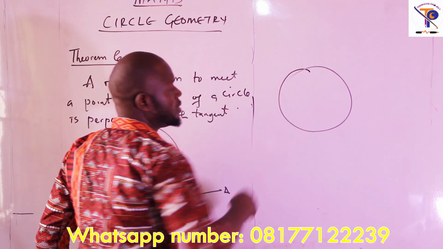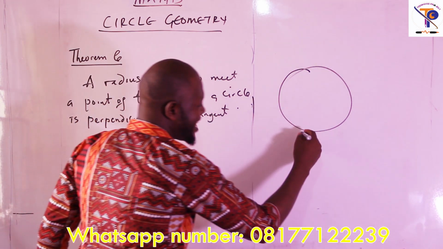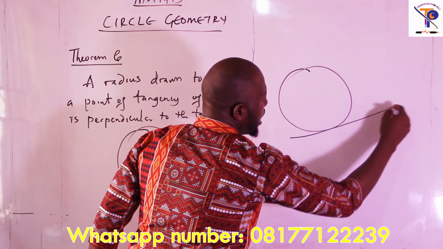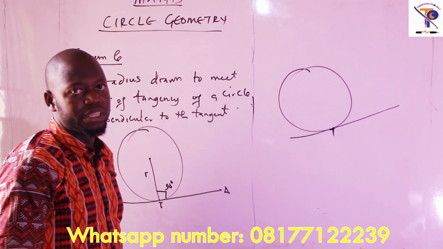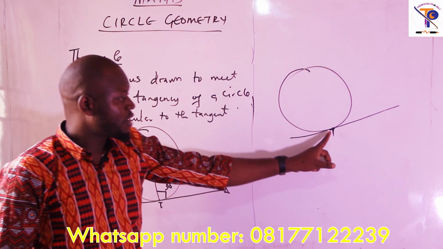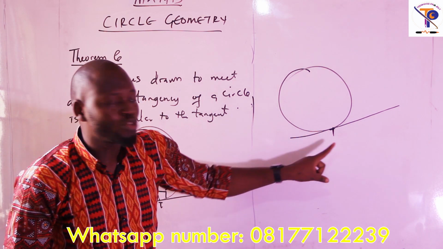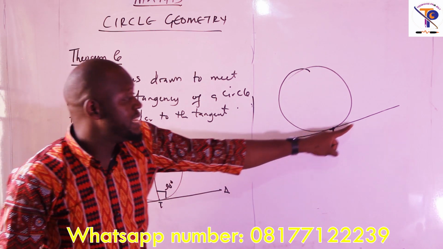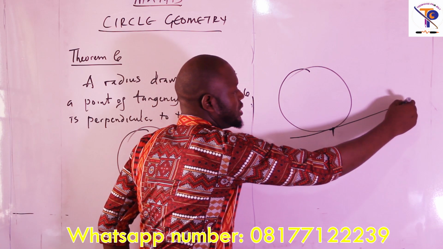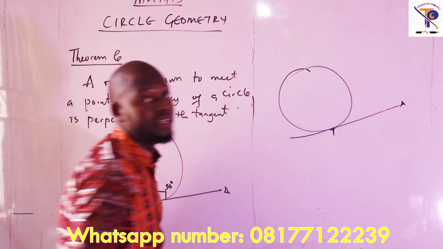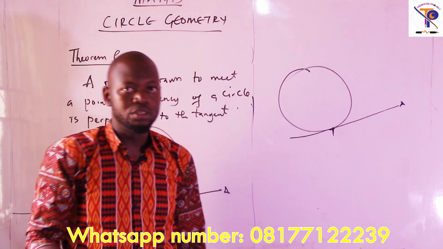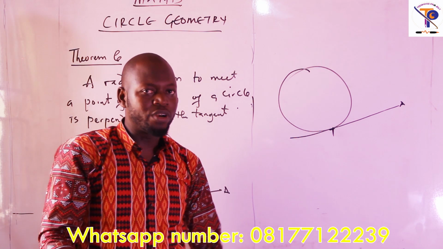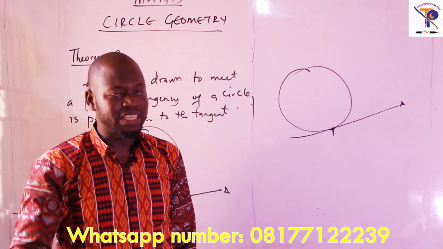Tangent: it's a line that touches the circle. That means at the circumference, if a straight line touches the circle, this line is called a tangent. So this is tangent TA. It is not a secant. It is not a chord. A secant is different from a chord and is as well different from a tangent.